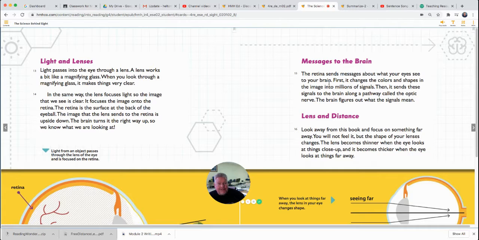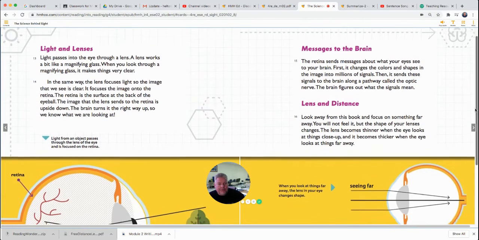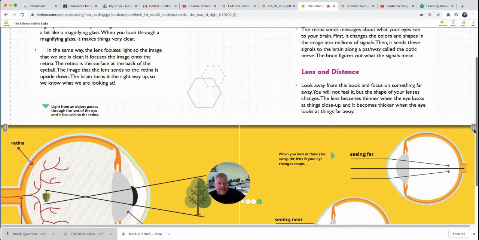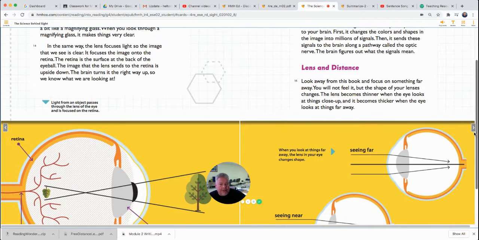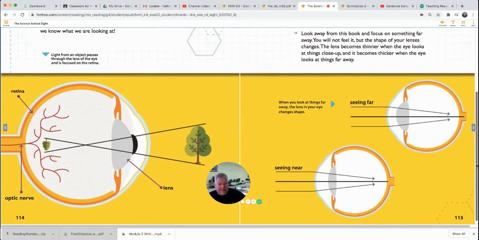Messages to the brain. The retina sends messages about what your eyes see to your brain. First, it changes the colors and shapes in the image into millions of signals. Then it sends these signals to the brain along pathways called the optic nerve. The brain figures out what the signals mean. Lens and distance. Look away from this book and focus on something far away. You will not feel it, but the shape of your lenses changes. The lens becomes thinner when the eye looks at things close up, and it becomes thicker when the eye looks at things far away. Isn't that amazing?